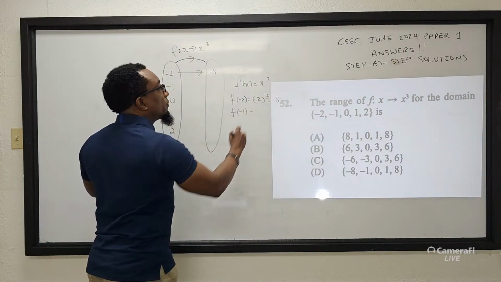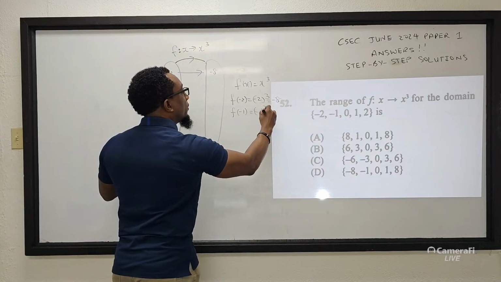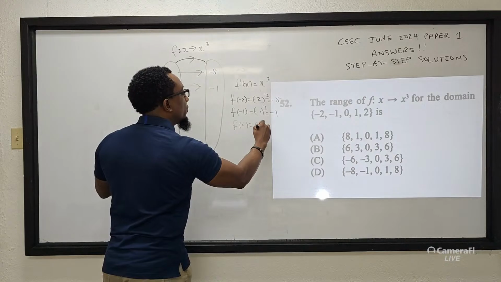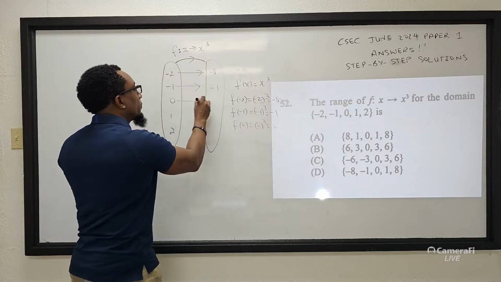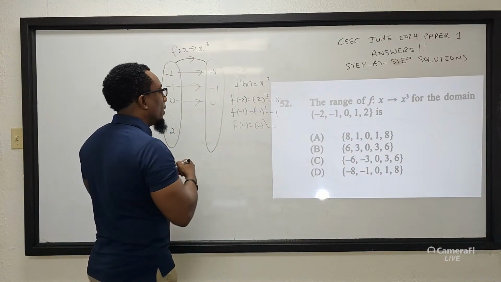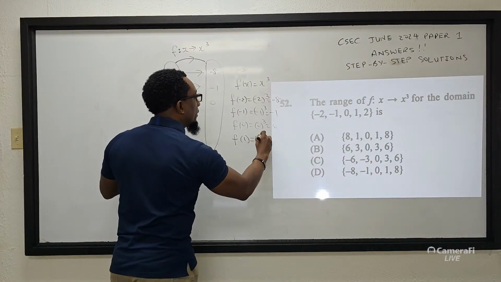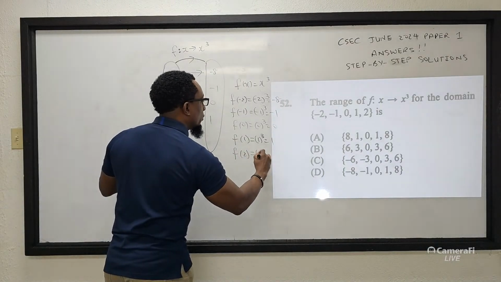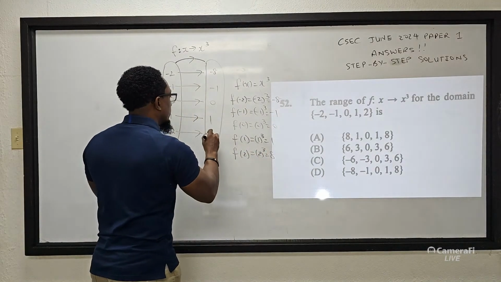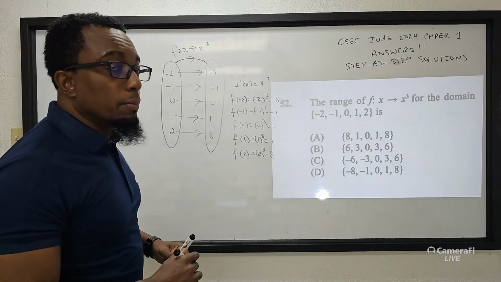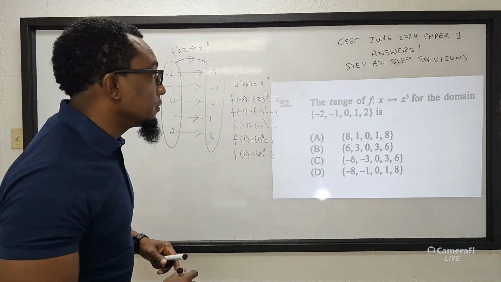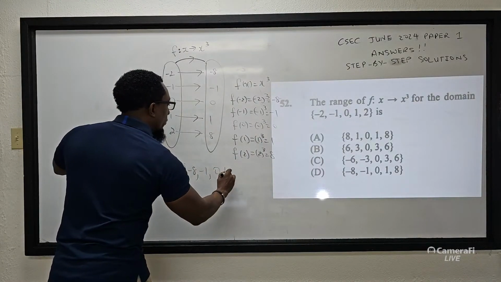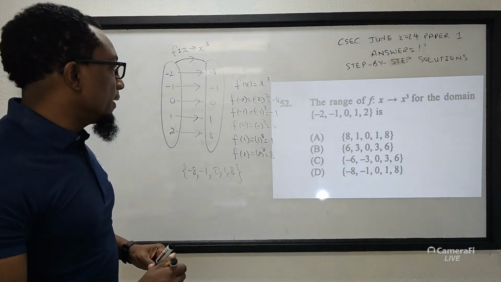When x is negative 1, this will be negative 1 cubed, which is negative 1. When it's 0, I'm going to get 0 cubed, which is 0. When it's 1, f of 1 will be 1 cubed, which will give me 1. And when it's 2, I'm going to get 2 cubed, which is 8. So the range for that domain, negative 2, negative 1, 0, 1, 2, will be negative 8, negative 1, 0, 1, 8. Whose answer there is D.